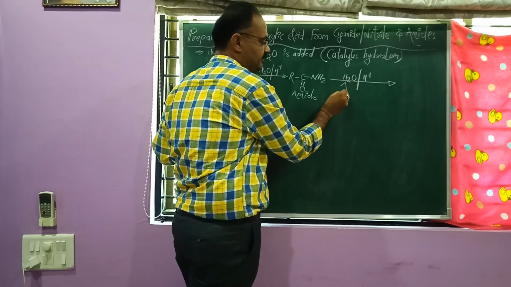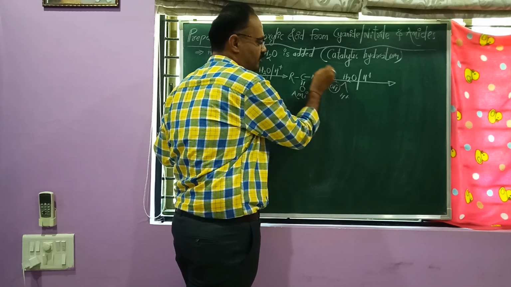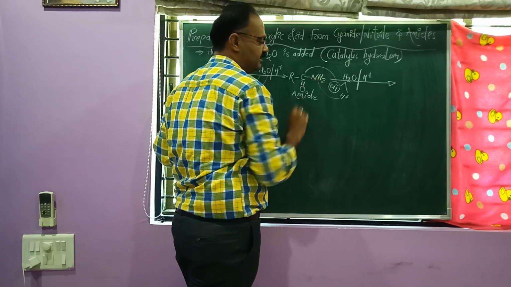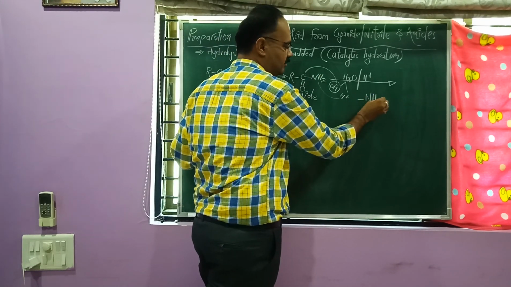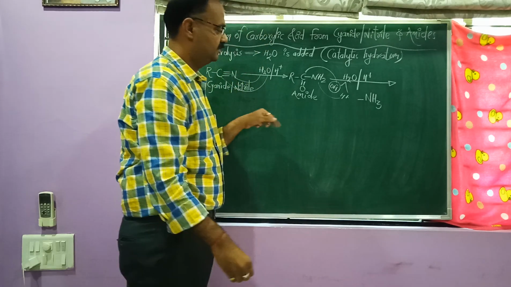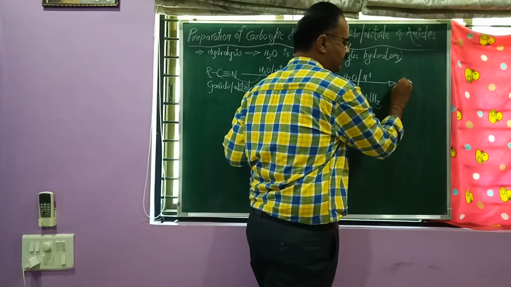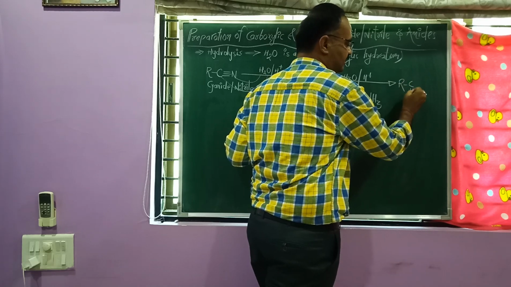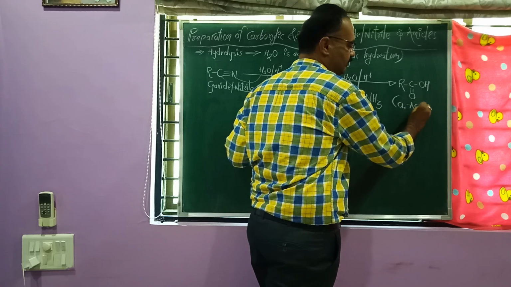This will be divided into two portions, H plus and OH minus. OH minus will attach here, H plus should be attached here. That means NH2 minus and H plus. Ammonia should be a byproduct. OH minus will attach with carbon. So final product will be R C double bond OOH. Name of this compound is carboxylic acid.